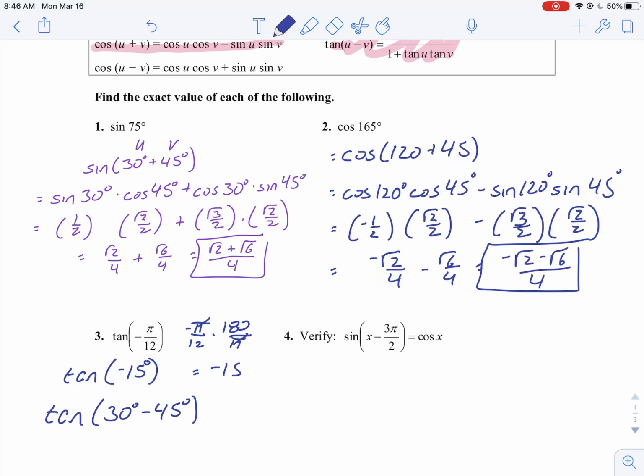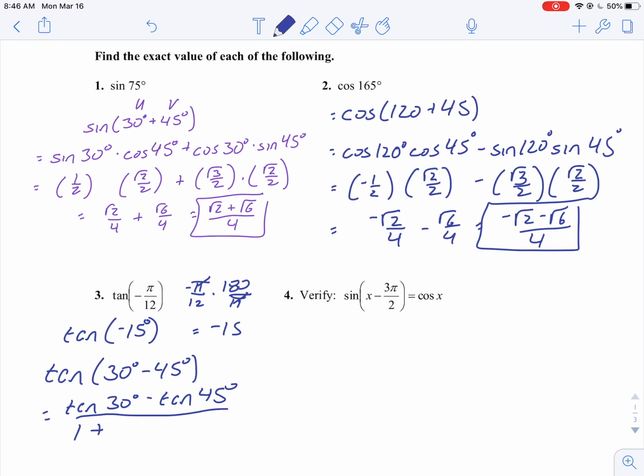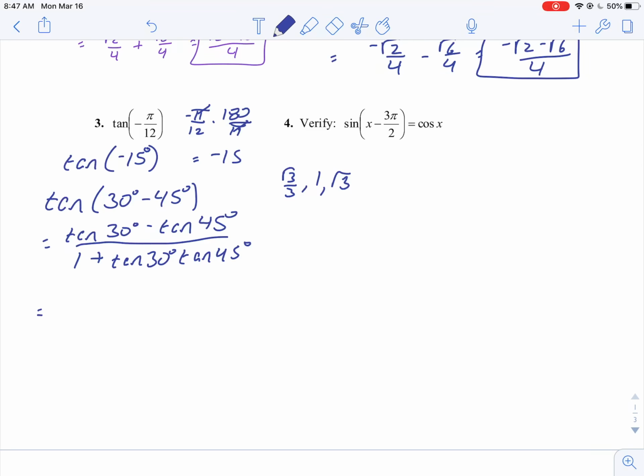So this is equivalent to the tangent of 30 degrees minus the tangent of 45 degrees, all over 1 plus the tangent of 30 degrees times the tangent of 45 degrees. Now, if you recall, the values of the tangent function are root 3 over 3, 1, and root 3. So, evaluating these, the tangent of 30 degrees is root 3 over 3. The tangent of 45 degrees is 1.